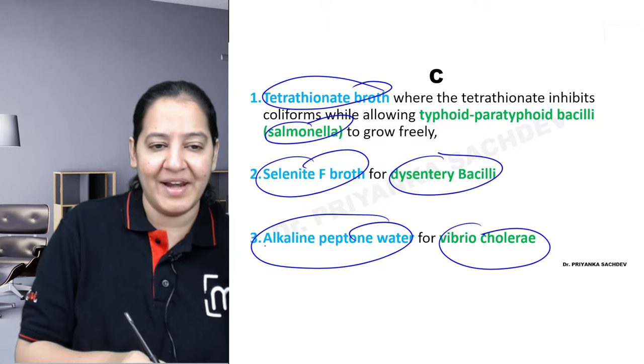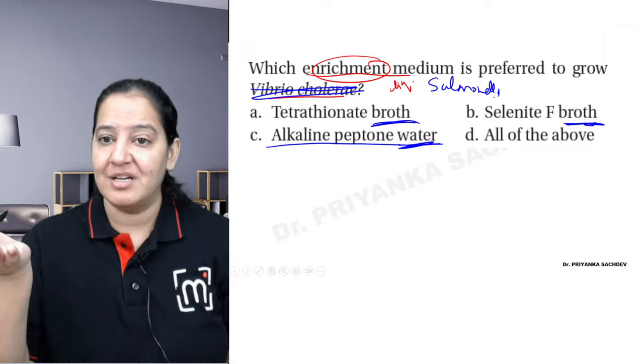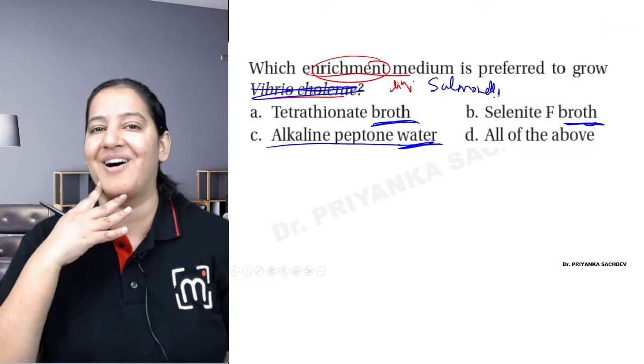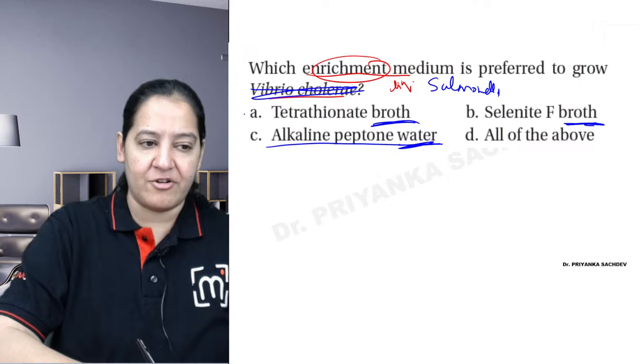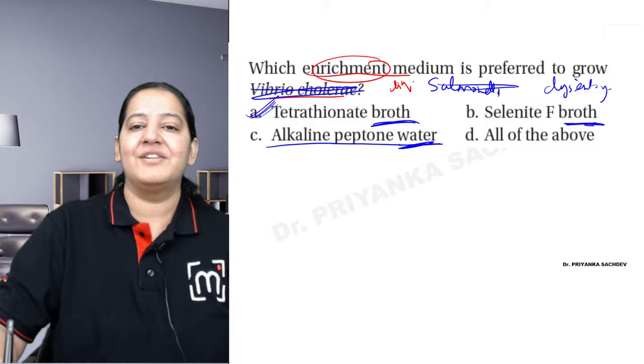If I change the question, instead of Vibrio, if I ask Salmonella, what will be your answer then? The options are the same. Of course, the answer will become tetrathionate broth. Very good, right? And instead of Salmonella, if I ask for dysentery, your answer will become B. So it depends on what I am asking, so the answer will change, right?